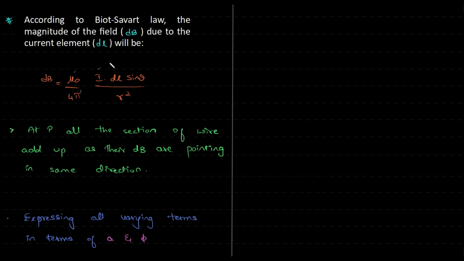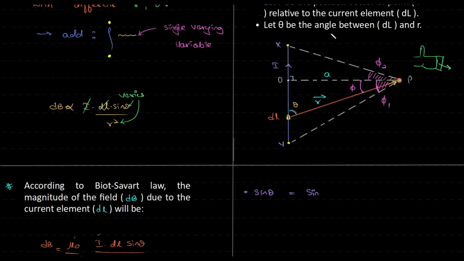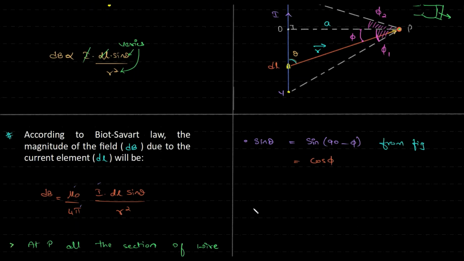This is constant, this is constant, this is constant. We need to express dl, sine theta, and r. So let's start with the easier one, sine theta. Sine theta is equal to sine of, again, we're trying to express in terms of phi. So this is a right angle triangle. So this will be 90 minus phi. So we can tell from the figure. So this is nothing but cos of phi. So sine theta is cos phi.